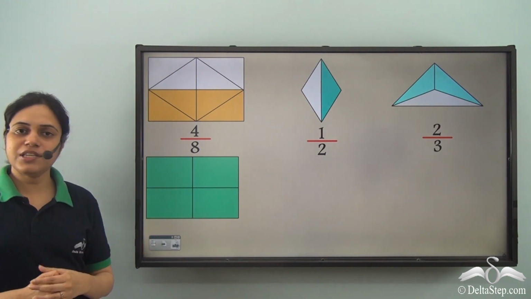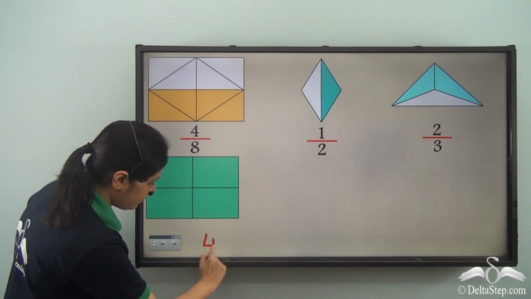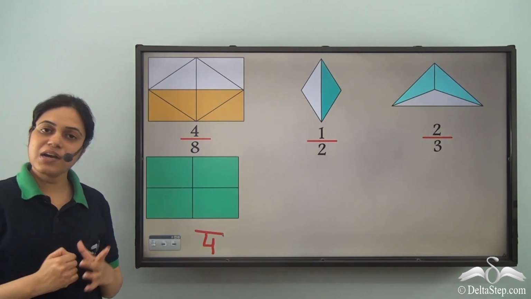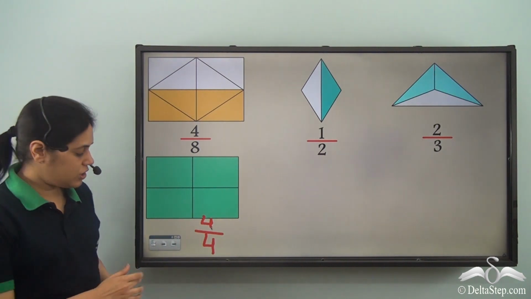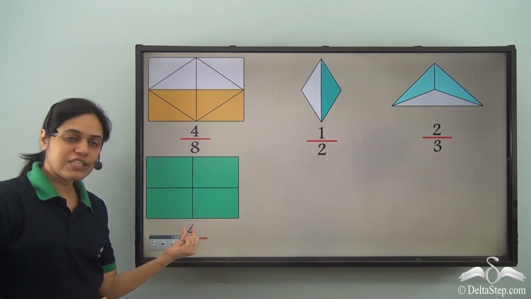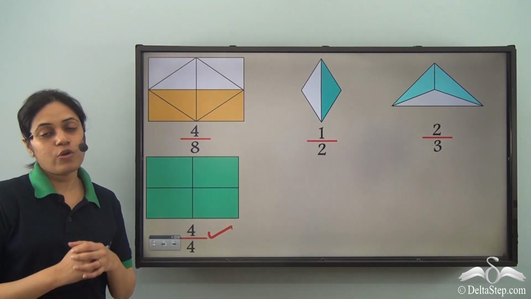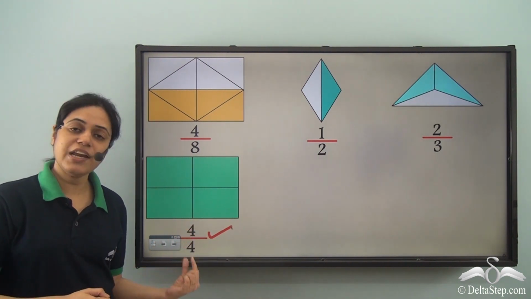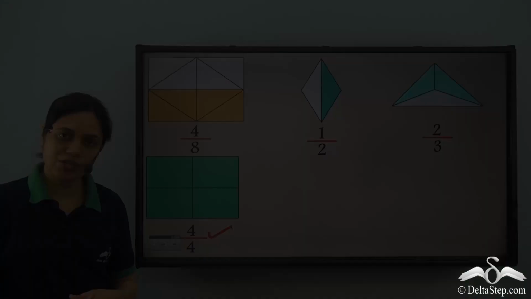Now if I consider this shape, how many equal parts are here? 4. And how many parts are colored? 4. So this can be represented as 4 by 4. So even this is a fraction. So in a fraction, numerator and denominator can be the same as well. Still, it is a fraction.